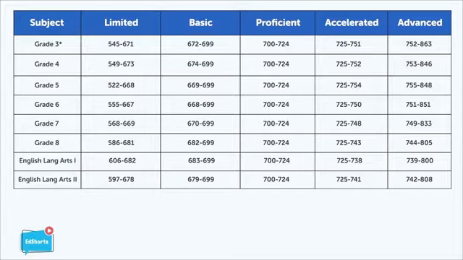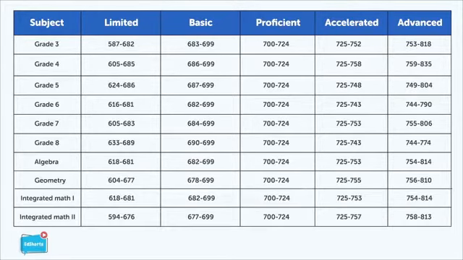Proficient. A student performing at the proficient level demonstrates an appropriate command of Ohio's learning standards and has a consistent ability to understand the grade level concepts. Accelerated. A student performing at the accelerated level demonstrates a strong command of Ohio's learning standards and has a superior ability to understand the grade level concepts. Advanced. A student performing at the advanced level demonstrates a distinguished command of Ohio's learning standards and has a sophisticated ability to understand the grade level concepts.